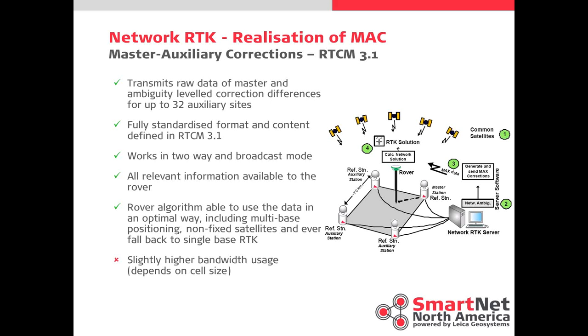The rover algorithm is able to use the data in an optimal way. It can use it for multi-base positioning, non-fixed satellites, and even fall back to single baseline RTK. And of course, this depends on the rover and the implementation of the algorithms on the rover side, so this would be manufacturer specific. One of the downsides, of course, is it could be slightly higher bandwidth usage depending on cell size. This can be a downside, but like I said, for 3G networks, it's typically not an issue.